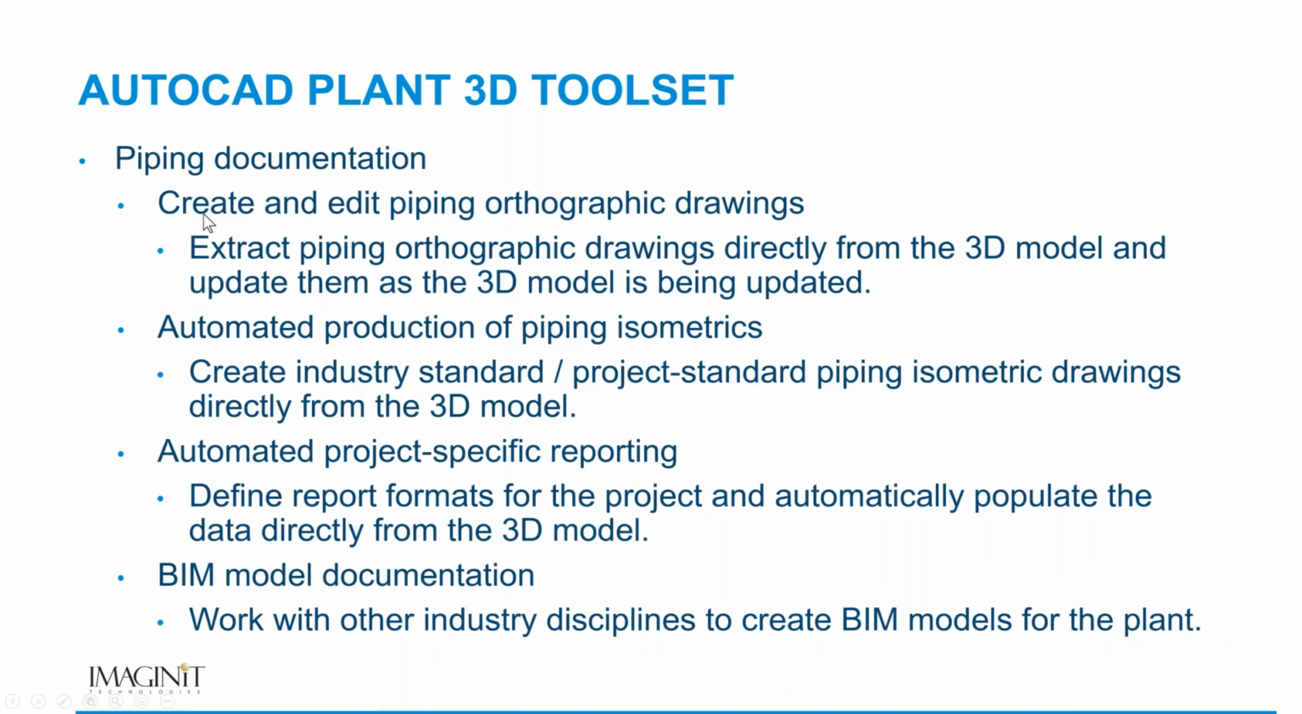Piping documentation. So we create and edit piping orthographic drawings. You can extract piping orthographic drawings directly from the 3D model and update them as the 3D model is being updated. Automated production of the piping isometrics. So you can create the industry standard, project standard piping isometric drawings directly, again, from these 3D models. Your automated project specific reporting, so you can define report formats for the project and automatically populate data from that 3D model as you're creating it. And BIM model documentation, work with other industry disciplines to create BIM models for the plant.